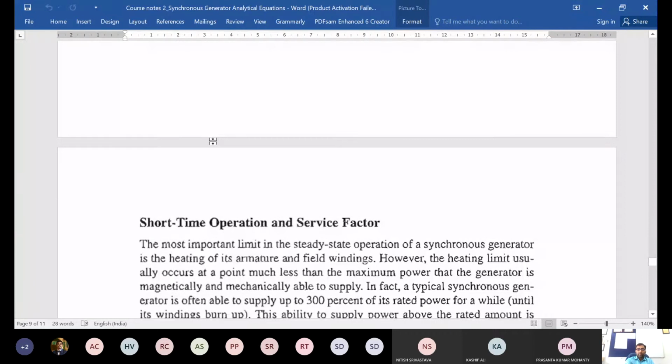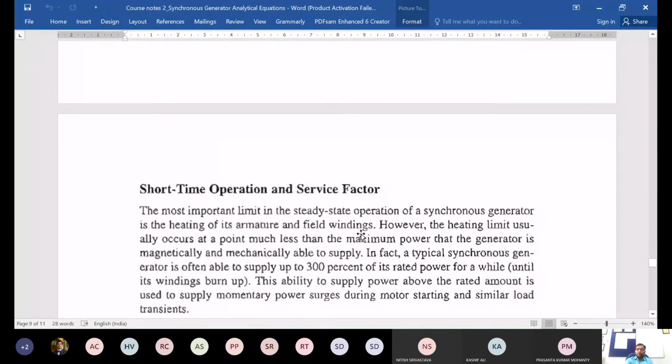Okay, so now let's look at it. The most important limit in the steady state operation of a synchronous generator is the heating of its armature and field windings. As we discussed, this is the practical limit which limits the power output. However, the heating limit usually occurs at a point much less than the maximum power that the generator is magnetically and mechanically able to supply. We have discussed earlier that the maximum power which it can supply is usually double or more than double the rated power. So that margin is very much there.